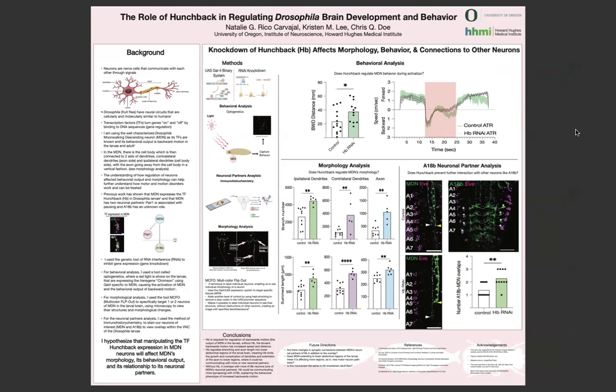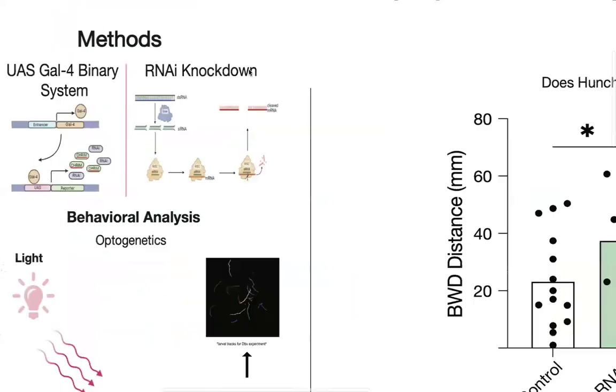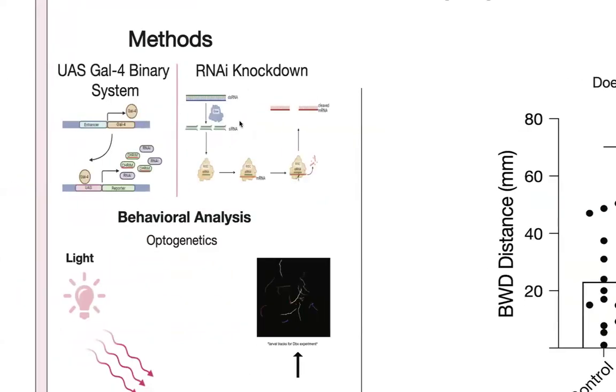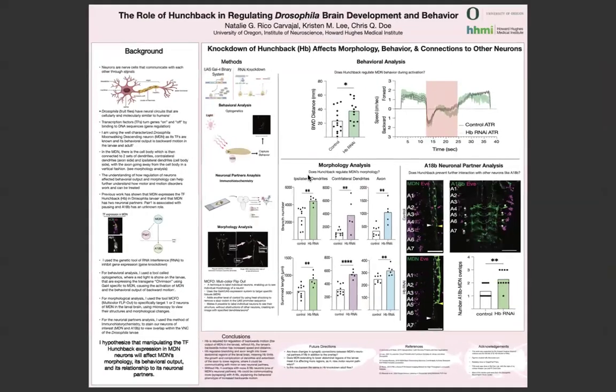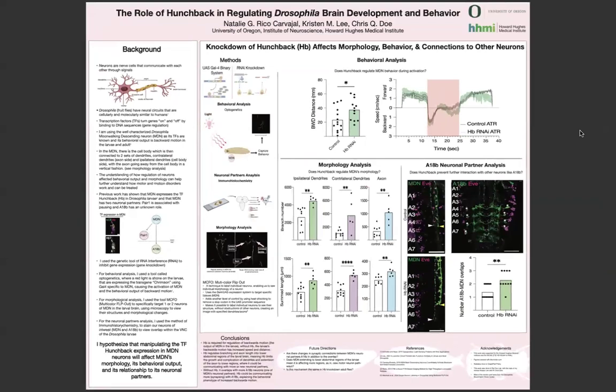So I used a tool called RNA interference, also called RNAi, to inhibit gene expression, also called gene knockdown. And so we can see this here, how it essentially binds to the specific RNA that was going to make that protein, for example, hunchback, like I'm working with here, and essentially dices up that RNA so it won't be able to make hunchback. And then the three pillars of data that I wanted to look at specifically are behavior, morphology, and partner analysis. So if anything's happening between MDN and its neuronal partners.